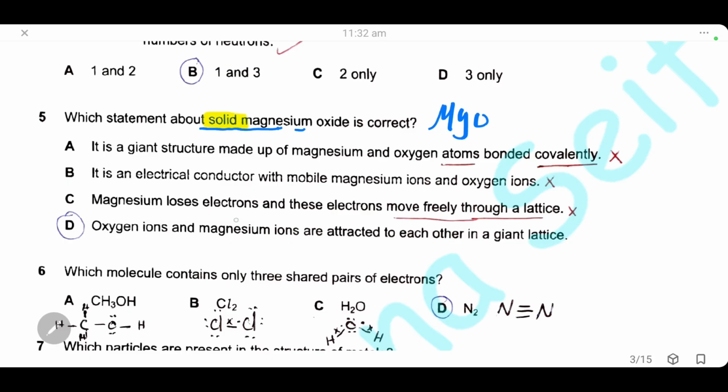C. Magnesium loses electrons, and these electrons move freely through the lattice. This is, of course, wrong because when magnesium loses electrons, these electrons are gained by oxygen. They do not move freely through the lattice. D. Oxygen ions and magnesium ions are attracted to each other in a giant lattice. This is a correct statement. This is the definition of the ionic bond. It is the attraction between the oppositely charged ions in a giant lattice, which is the ionic lattice. So the answer will be D.